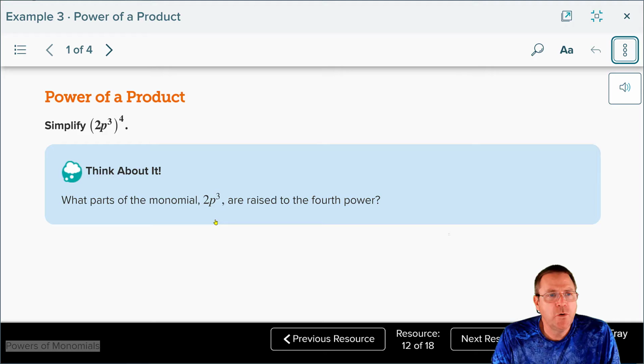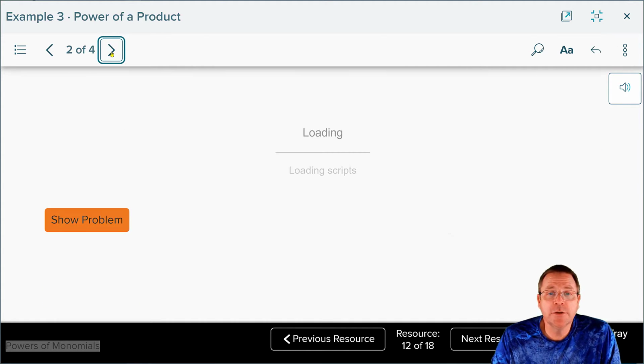The problem says 2p, where the p is going to be cubed, and the whole problem, 2p cubed, is going to be raised again to the 4th power. And you're going to find this is just as easy to do as everything else. We're just going to spread things out a little bit more.